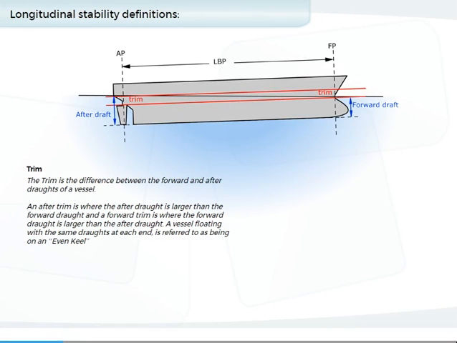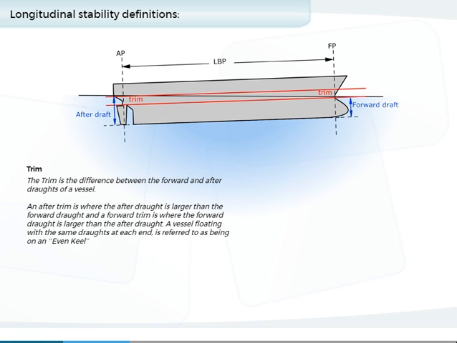After drafts of a vessel. An after trim is where the after draft is larger than the forward draft, and a forward trim is where the forward draft is larger than the after draft. A vessel floating with the same drafts at each end is referred to as being on an even keel.